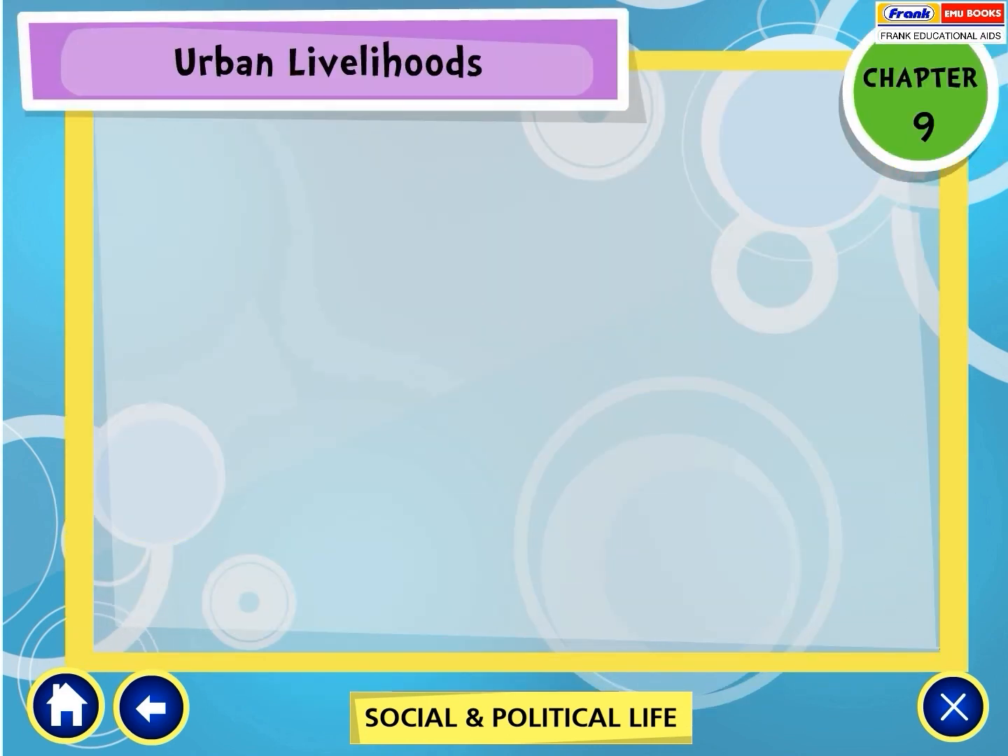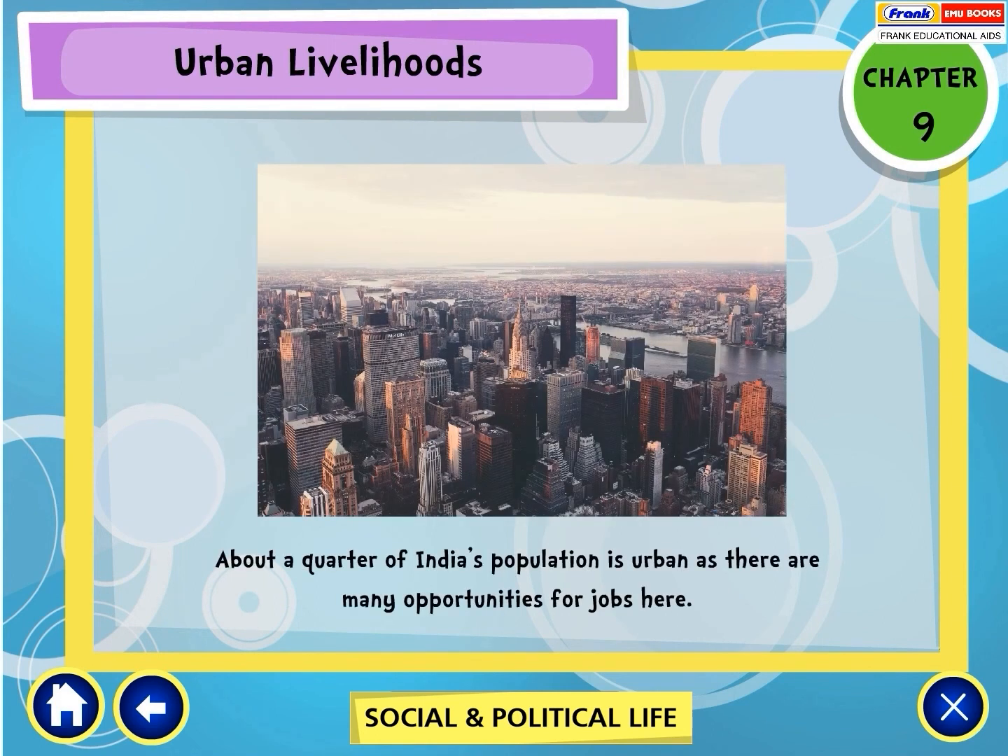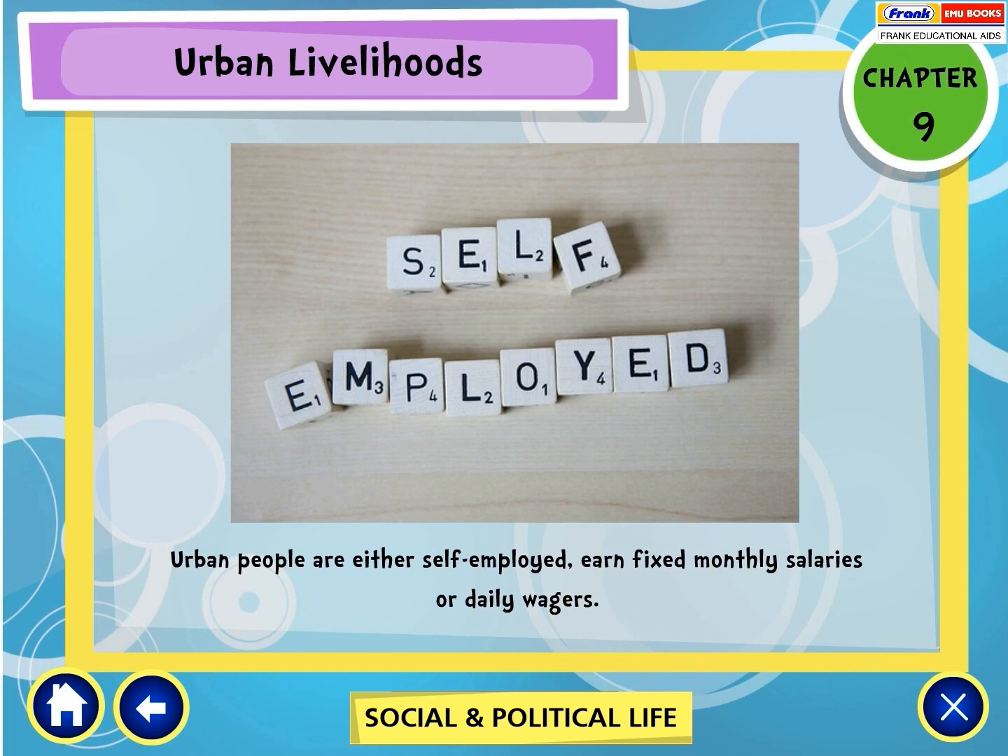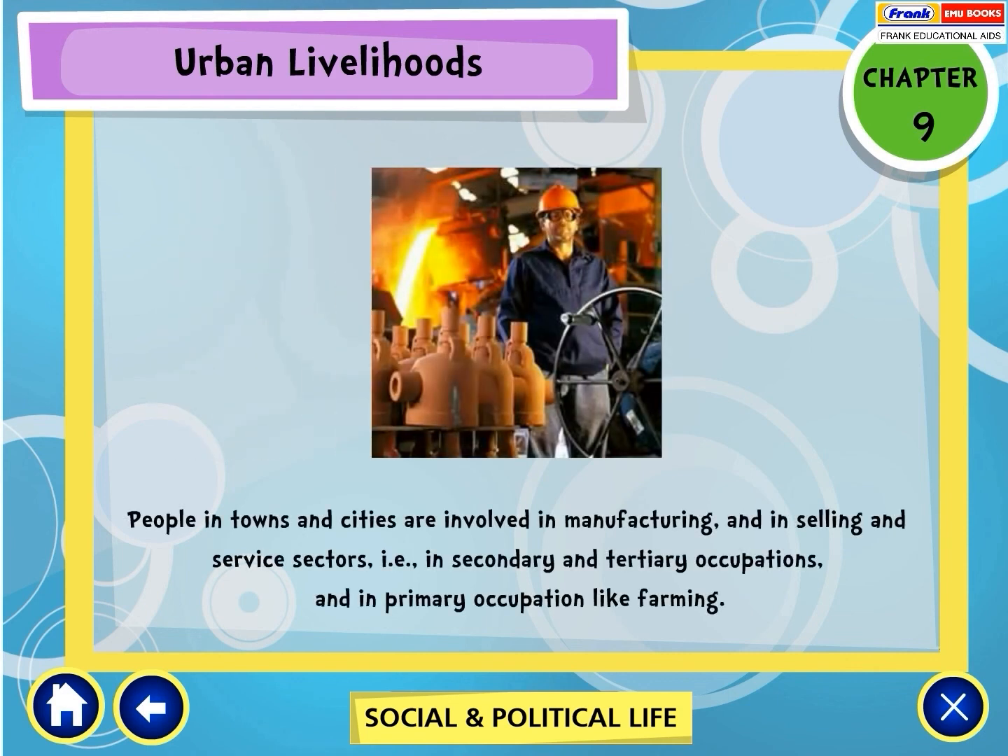Urban livelihoods. About a quarter of India's population is urban, as there are many opportunities for jobs here. Urban people are either self-employed, earn fixed monthly salaries, or daily wages. People in towns and cities are involved in manufacturing and in selling and service sectors, that is, in secondary and tertiary occupations and in primary occupation like farming.